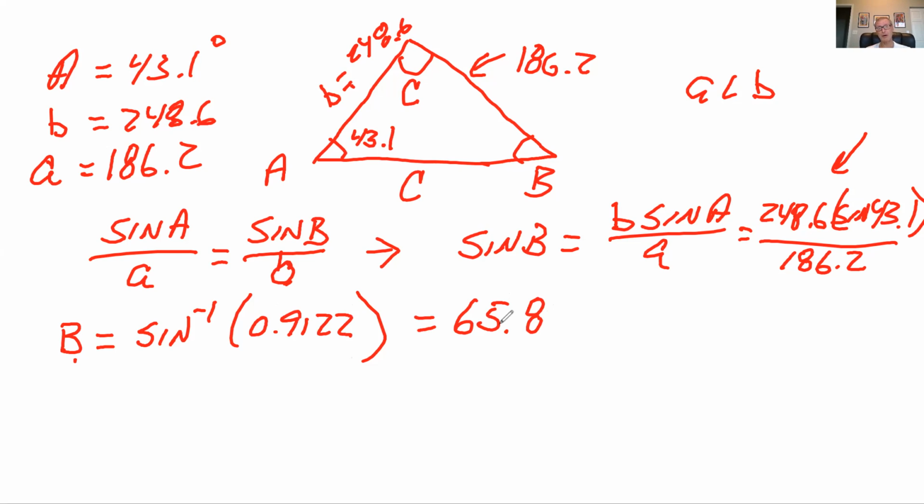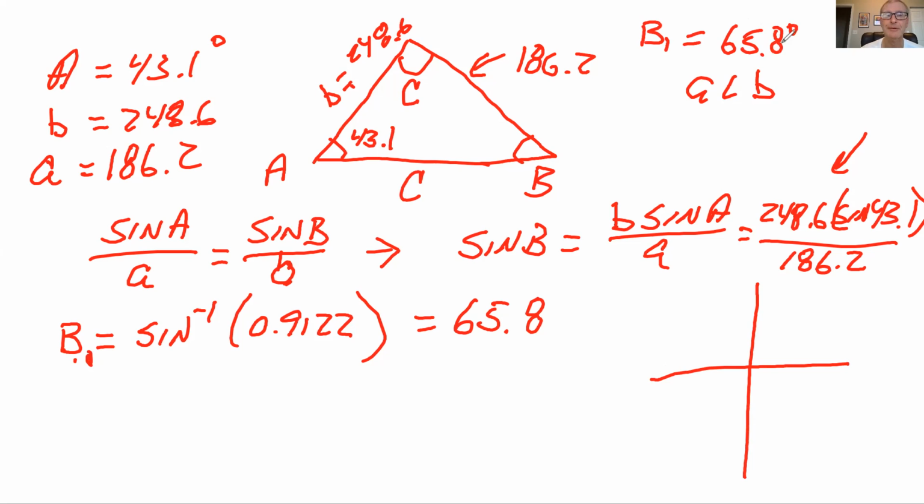That's the good news. But because of this ambiguous idea, where the A side is less than the B side, this angle could occur in the first quadrant or it can occur in the second quadrant. And remember, sine is positive in quadrant 1 and quadrant 2. That's our quandary, and that's the ambiguous part of it. So how do we find that other angle? Let's call this B1. B1 is 65.8 degrees. So how do we find B2?